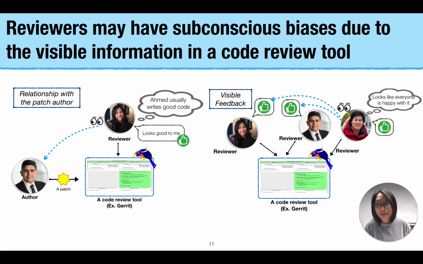And in this example, the first one is like I am the reviewer, and then I can see Ahmed's name as an author, and I have worked with him for a long time. I may have some bias and feel that he might do a good job on writing the code, and then I just approve. Another possible way is that when a newly joined reviewer comes into the code review tools, they can see the other people's feedback, and if the feedback is already positive, the reviewer might perceive that the patch is already good, and they do not give a careful review.